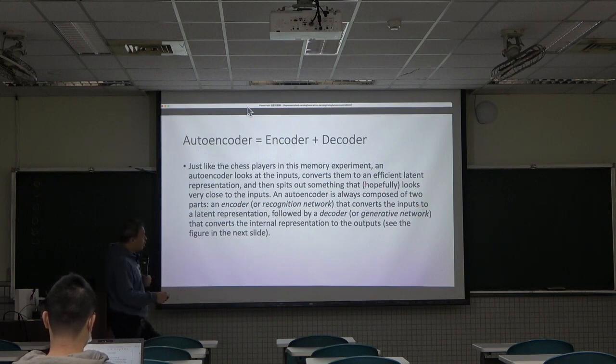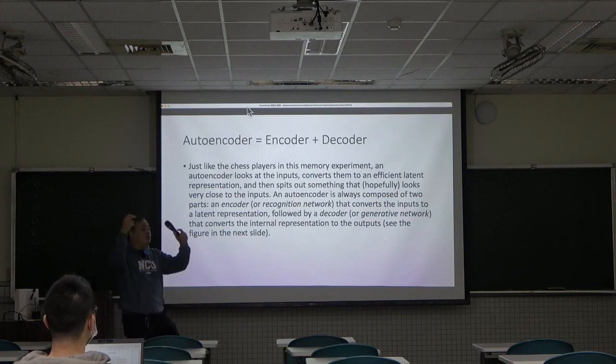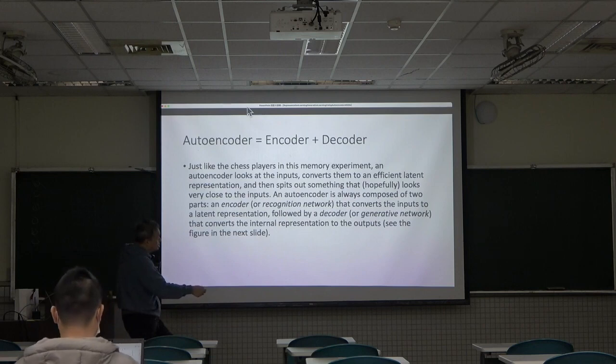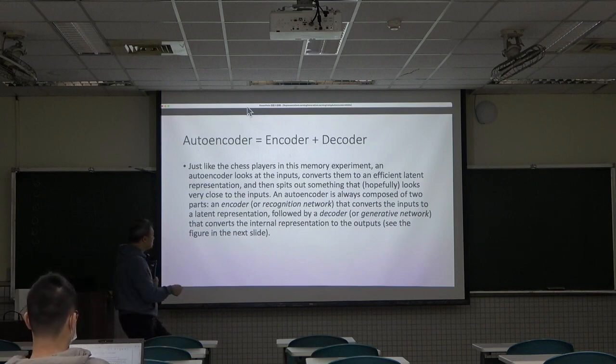An autoencoder is always composed of two parts. An encoder, which converts input to latent representation, or we can call it coding. That's why this part is called encoder, or another way to call it is recognition network. The other part is called decoder because we convert the coding back to the input. Another way to call it is generative network, which converts the internal representation or coding to the output, which is as close to the input as possible.